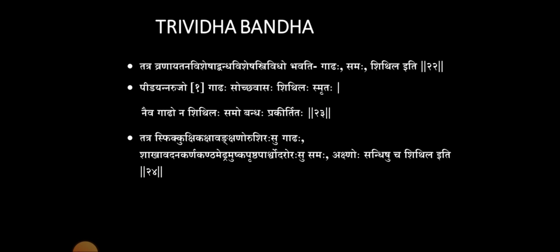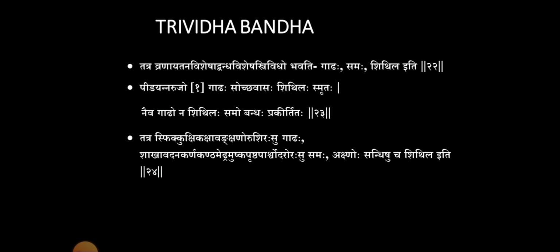It is told: tatra spik kukshi kaksha vankshana uru shirasu gadha. Spik in the gluteal or buttocks region, kukshi in the abdomen region, kaksha the axillary region, vankshana in the groin, and in the shiras. In these sites we have to do gadha bandha. Spik, kukshi, kaksha, vankshana, uru, shirasu: these are the places where gadha bandha has to be applied.